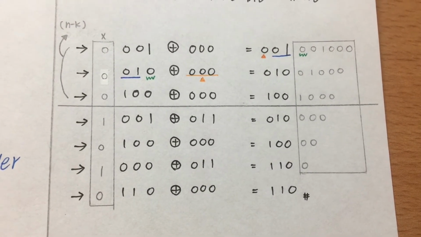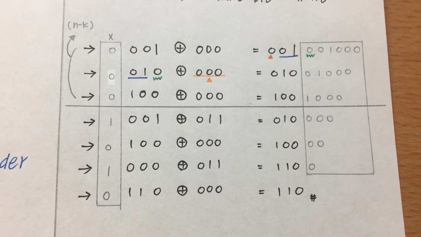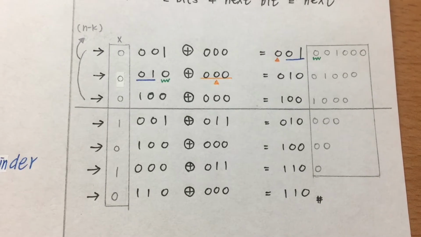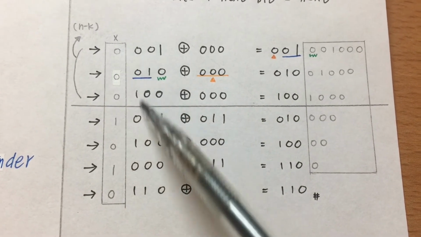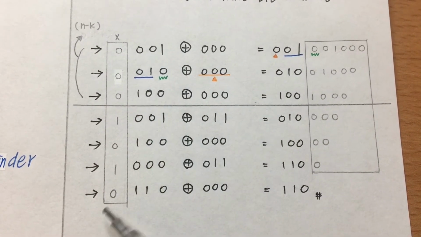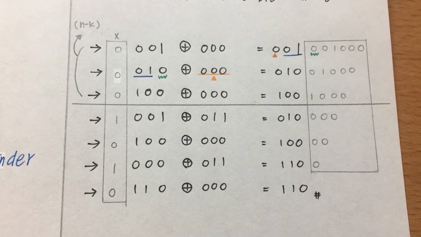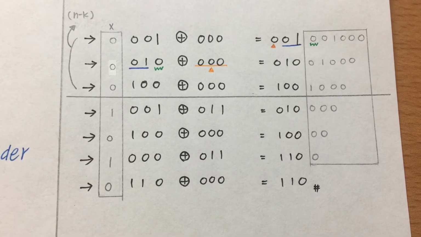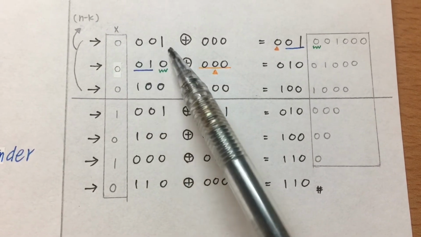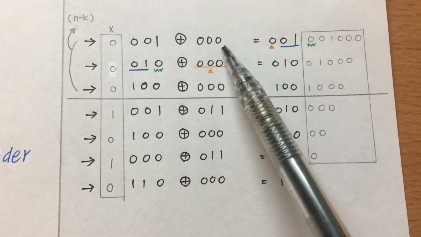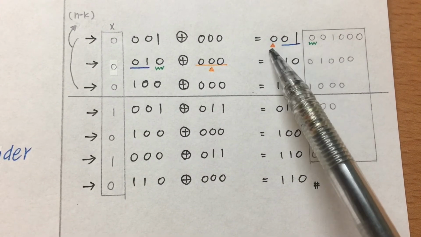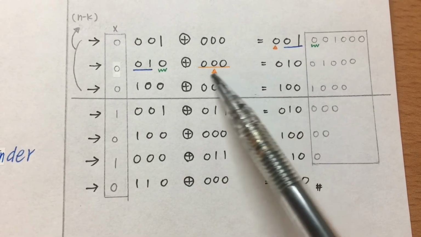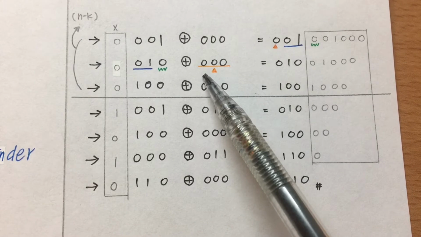Let's begin to calculate. The divisor is repeatedly XORed with part of the dividend. The leftmost bit is not needed because the result of the operation is always 0, no matter what the value of these bits is. So 001 XOR 000 is 001. The answer of the leftmost bit is 0, so the next divisor bits are 000.